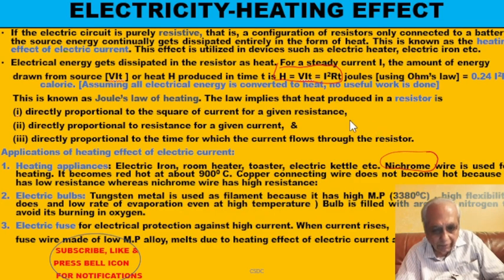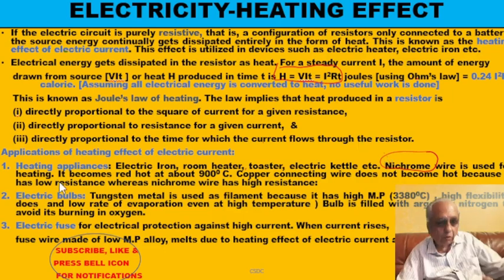Okay. Now, all these appliances have some electric wire made up of copper, called connecting wires. From the plug till the toaster, you have a connecting wire made up of copper. Its specific resistance is quite low, so it will not get much heated up. But nichrome's specific resistance is very high, so it will get heated up.